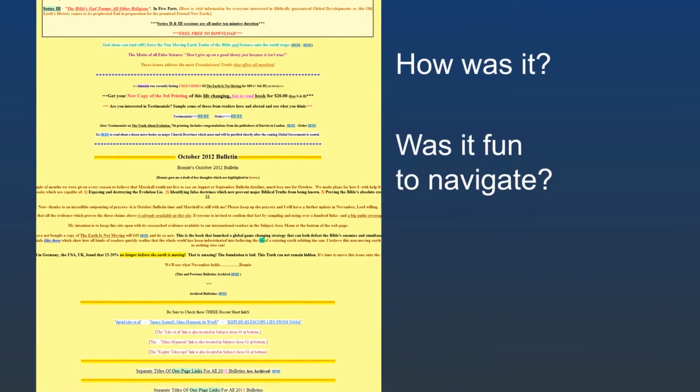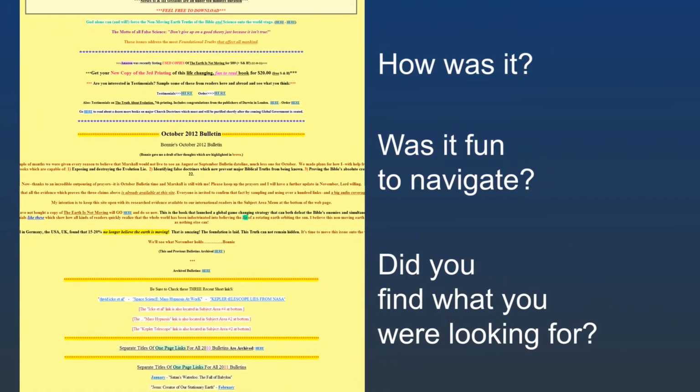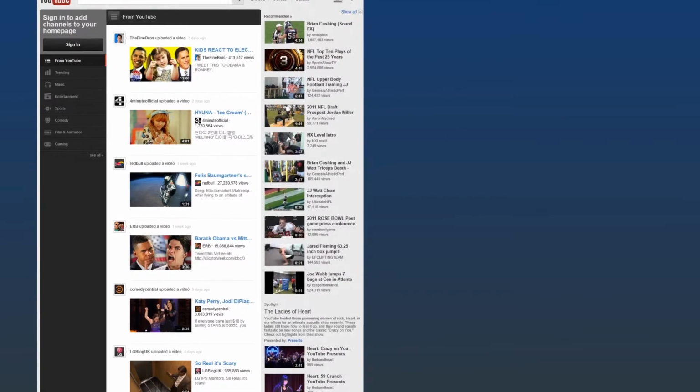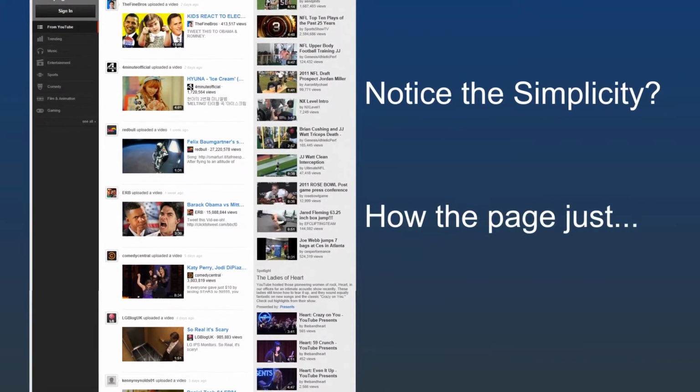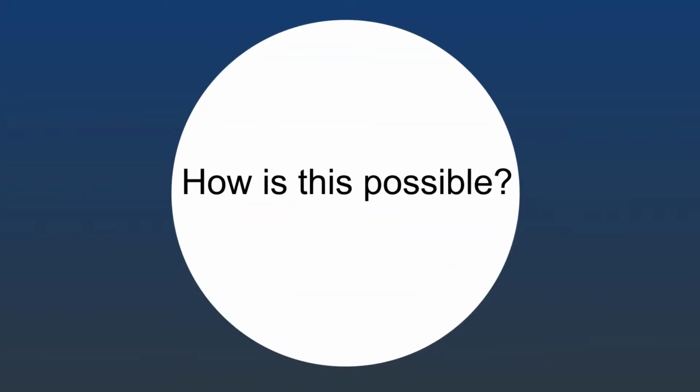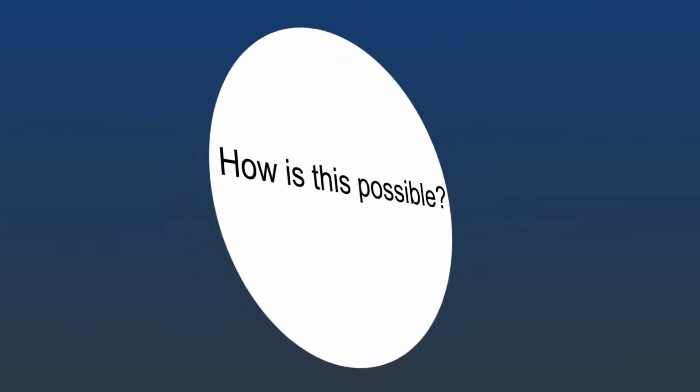Remember when websites were like this? How was it? Was it fun to navigate? Could you even find what you were looking for? Now fast forward to today, and you see a huge change in sites. Notice how simple the page is, how everything just fades away when you're using it. How is this possible, you might ask? The answer lies in information architecture.